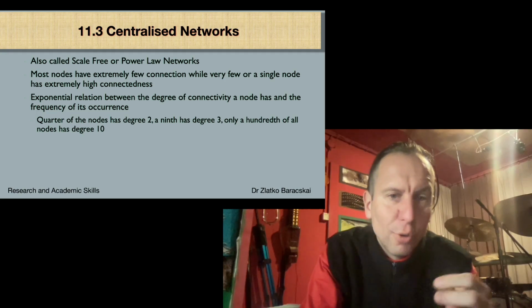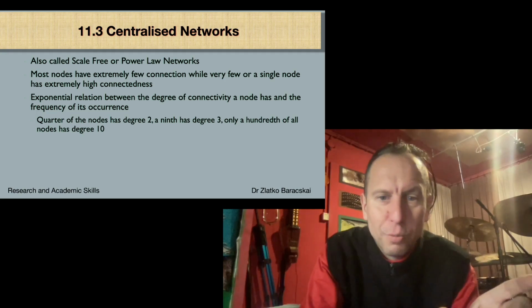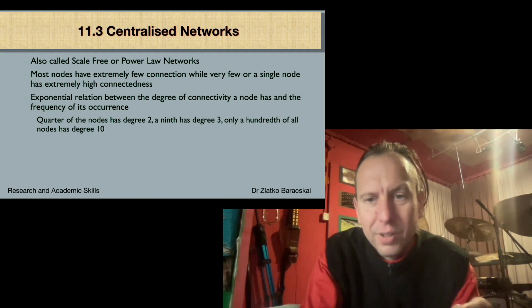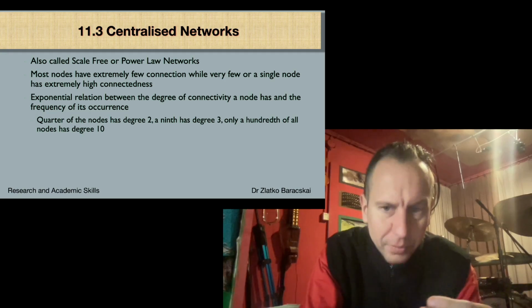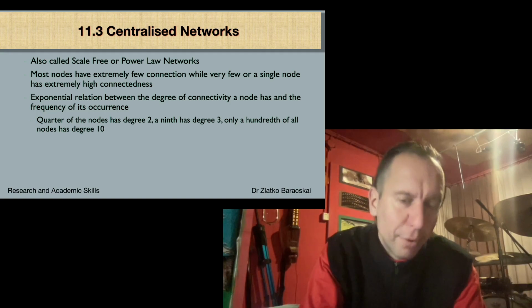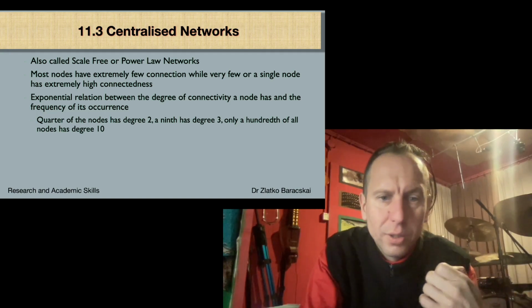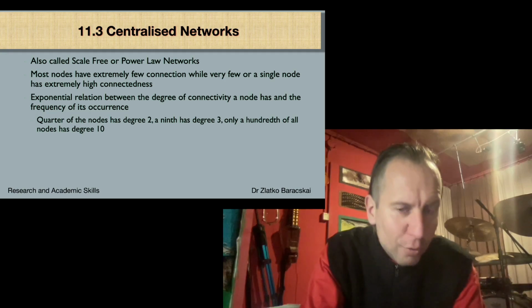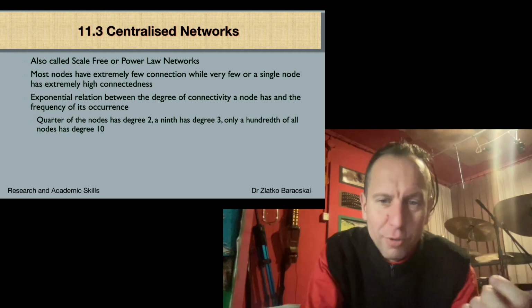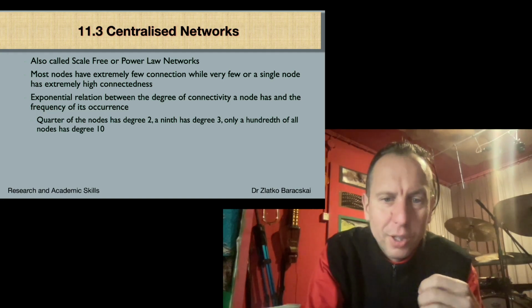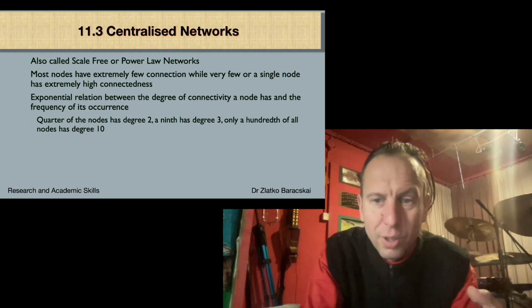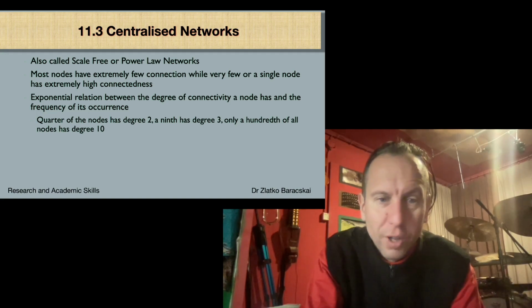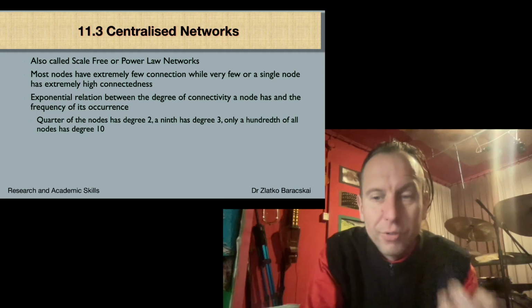Okay, so for centralized networks, the connectivity degree is described with a number. So the number of connections, essentially. A quarter of the nodes, this is just a general picture here, will have a small connectivity degree of 2, a ninth will have 3, and only a hundredth, so every hundredth node, will have a degree of 10.